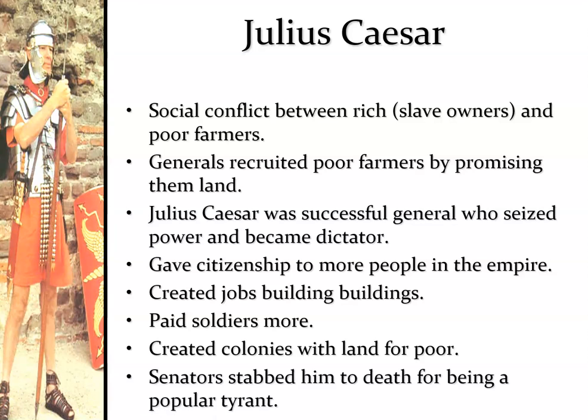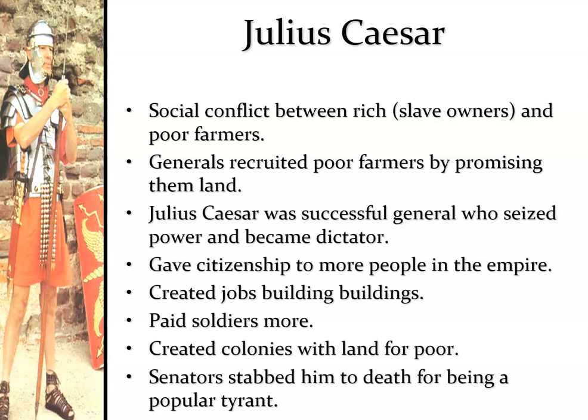Julius Caesar was a successful general, and he comes about as the conflict between rich people and poor people started to happen more and more. As they were conquering more and more territory, there were more and more slaves available for purchase. And the rich people were buying slaves and owning larger and larger farms and using the slave labor to farm on those farms. Meanwhile, poor farmers were selling their land to the rich farmers because they couldn't compete with them.